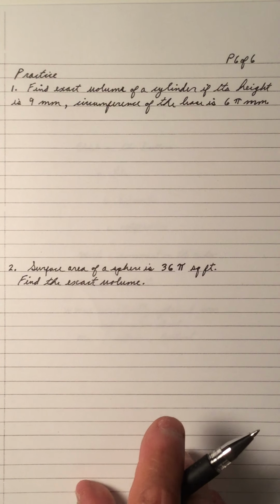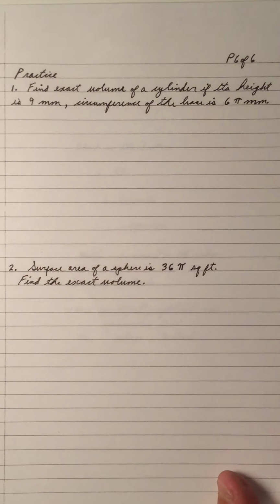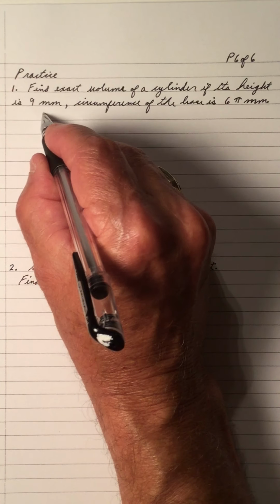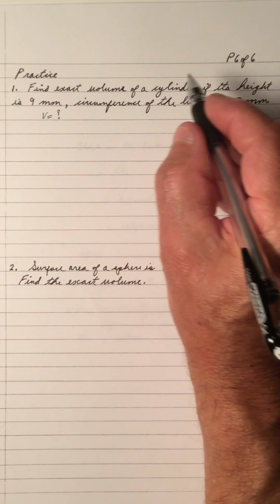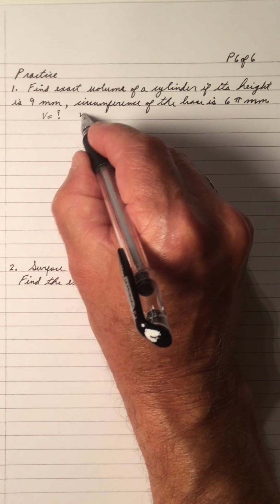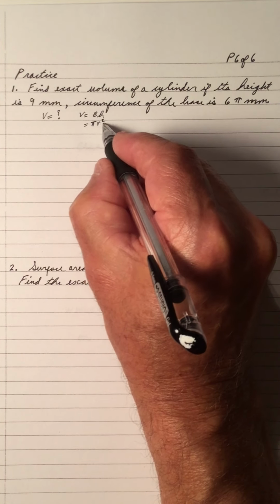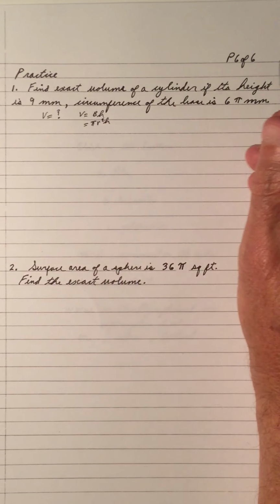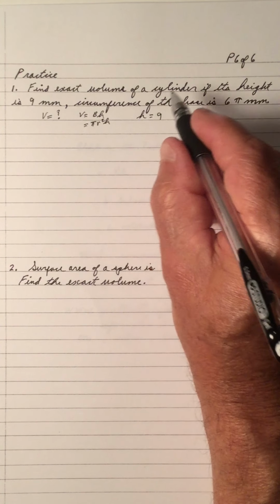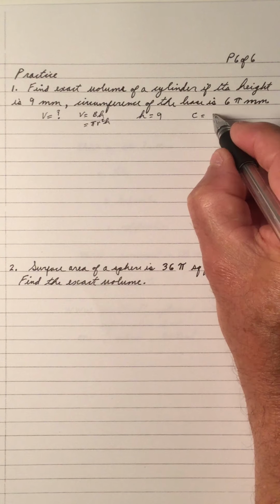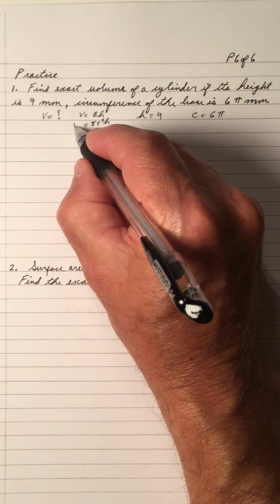Now we have another page. Again, practice problems. Practice means pause the video and see if you can work these out. Find the exact volume, that means in terms of pi, of a cylinder. The volume of a cylinder is the base area times the height, so it's the area of a circle times the height. We're given the height is 9, and the circumference of the base is 6 pi millimeters.